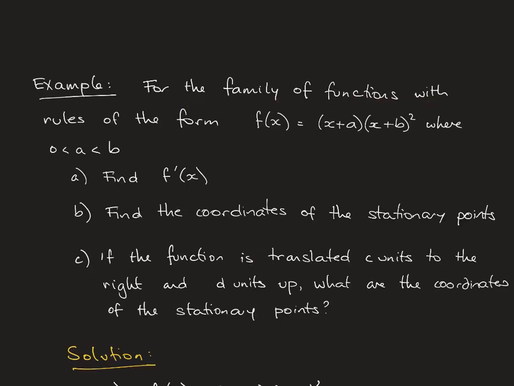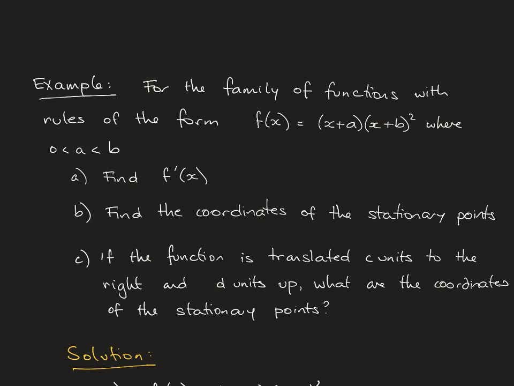For the family of functions with the rules of the form f of x is equal to x plus a times x plus b all squared, where 0 is less than a is less than b, find f dash of x. So we're going to do the derivative with respect to x. We're going to find the coordinates of the stationary point. And if the function is translated c units to the right and d units up, what are the coordinates of the stationary point? So we're going to do some translations of our stationary points. So let's go through and look at our answers.